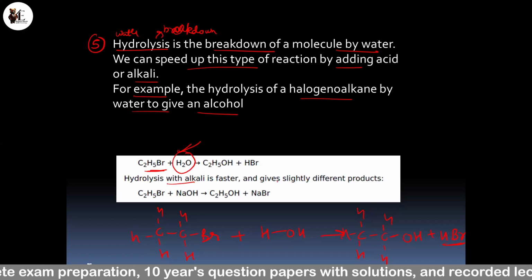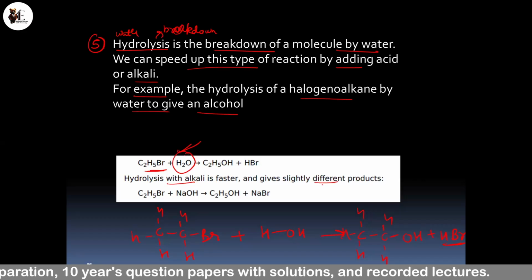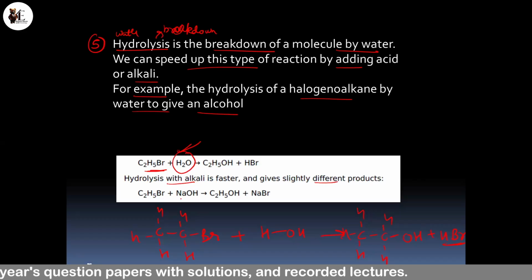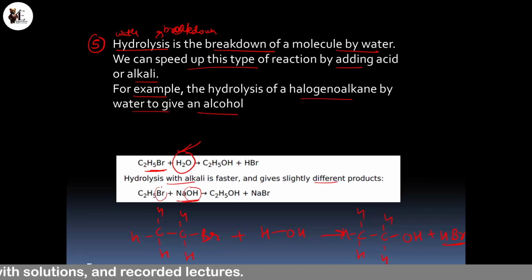Hydrolysis with alkali is faster. It gives slightly different products. If you add alkali, then what happens? OH comes and attaches to the bromine's place, and then we have NaBr as a byproduct.